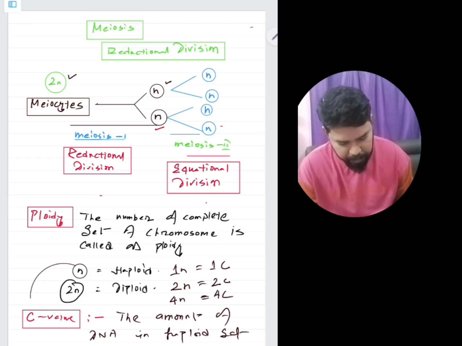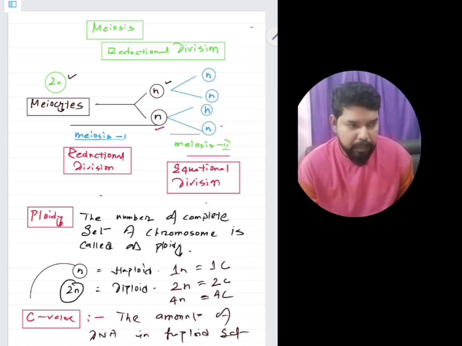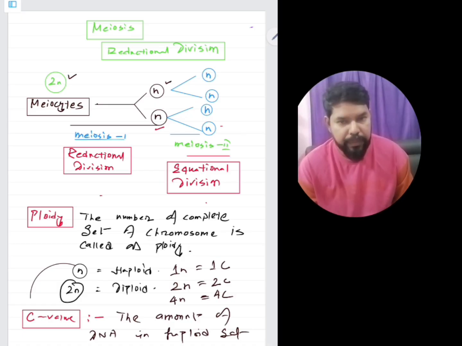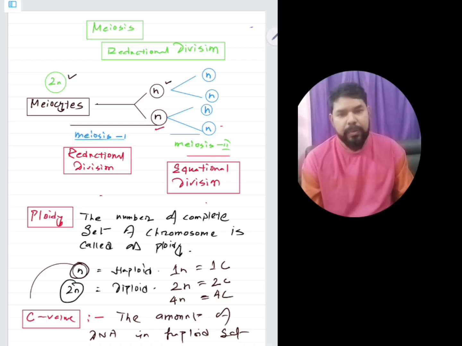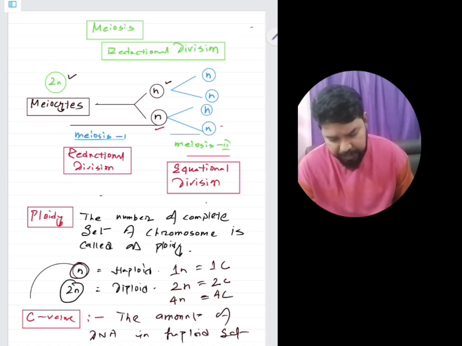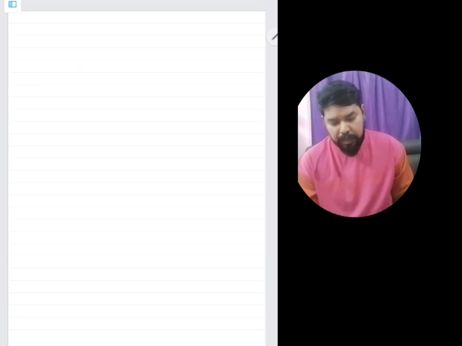That is why the number of complete sets of chromosomes is called ploidy. If it is haploid, it is 1n, though it is not necessary to mention the 1. For understanding purposes I have used 1n; you can use n. And C value is the amount of DNA in a haploid set of chromosomes. As haploid is n, obviously n is equal to C. Clear? Now we can go to the next step.